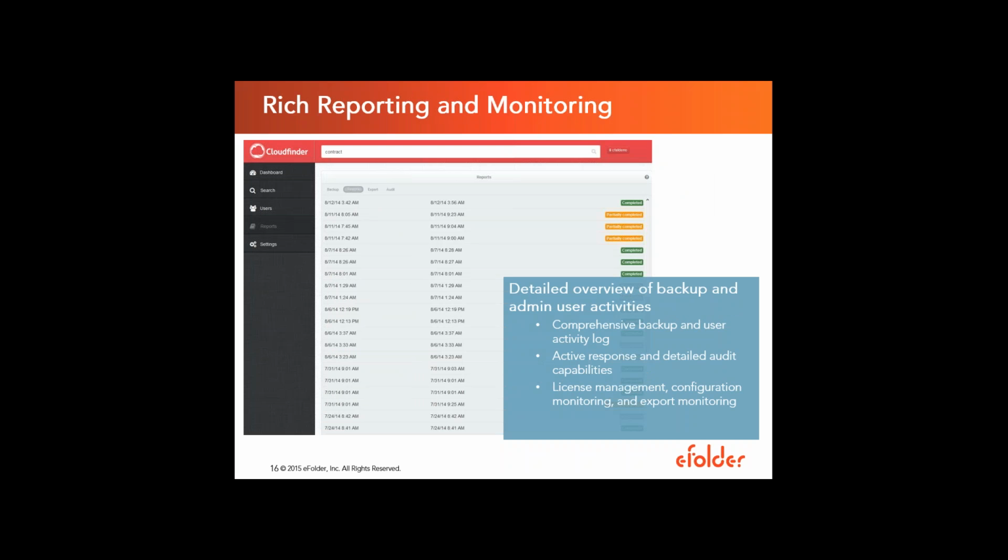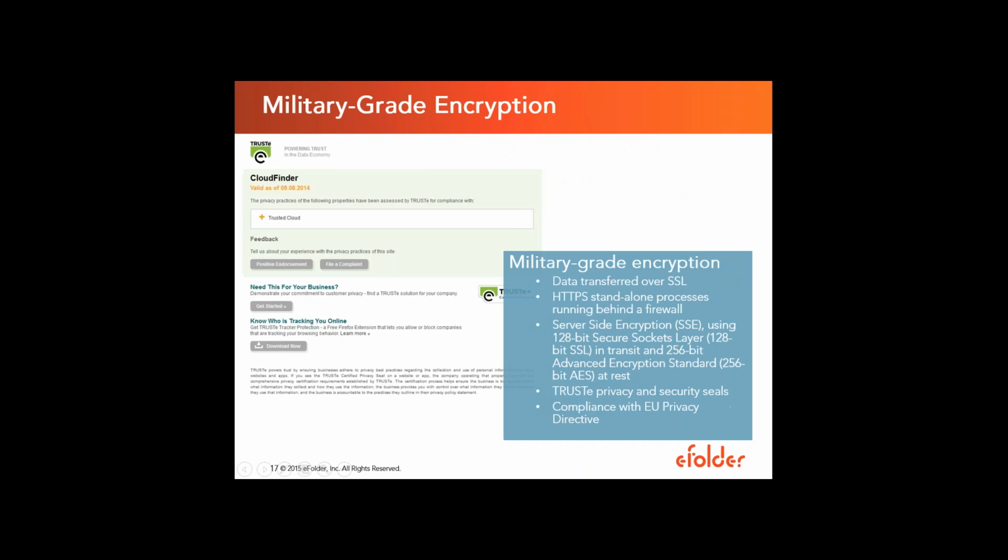From a reporting perspective, all backup jobs are logged and their statuses are clearly noted as in progress or completed. Detailed logs are created for all administrator activities, ensuring security and transparency. Data backed up to Cloud Finder is encrypted when in transit and at rest. SSL secures data in motion, while 256-bit AES encrypts the data in the storage cloud. Cloud Finder also earned important privacy and compliance certifications, such as TRUSTe and the EU Privacy Directive.